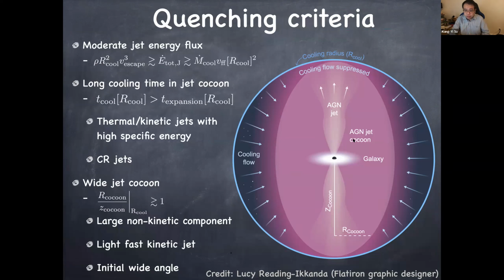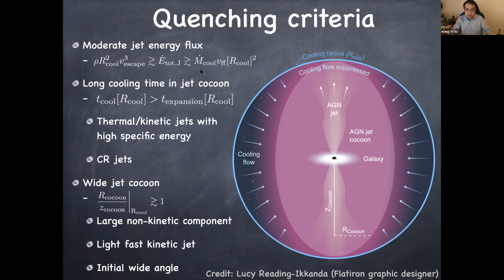So as the jet launches and propagates, it will be associated with a pressurized region, which we call the jet cocoon, and that cocoon will continuously expand and suppress the cooling flow wherever it reaches, and eventually reach the cooling radius, which is a radius within which the cooling flow is strong, and beyond that radius, the cooling time of the gas will be too long to be relevant. So the property of the inflated jet cocoon at the cooling radius will be a very important aspect of whether an AGN jet model would possibly quench the galaxy and solve the cooling flow problem or not.